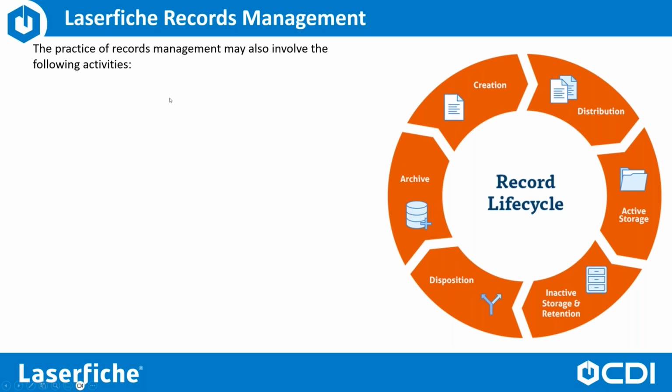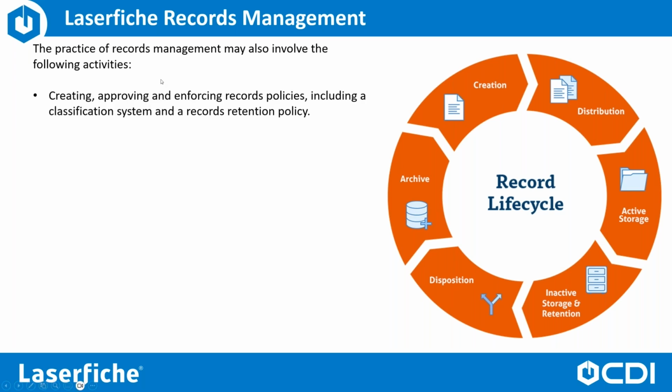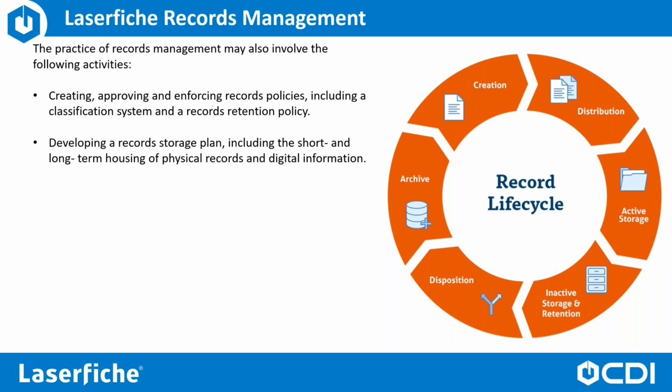Now, there are some activities that go with this. Like I said, you've got the process of creating, approving and enforcing record policies, including a records classification system if necessary. Once you have that, you need to develop your storage plan, and that includes where documents are being stored and how they're being stored in Laserfiche. There's a lot of back-end stuff you can do, such as volumes, to make sure that your long-term storage items are handled properly.